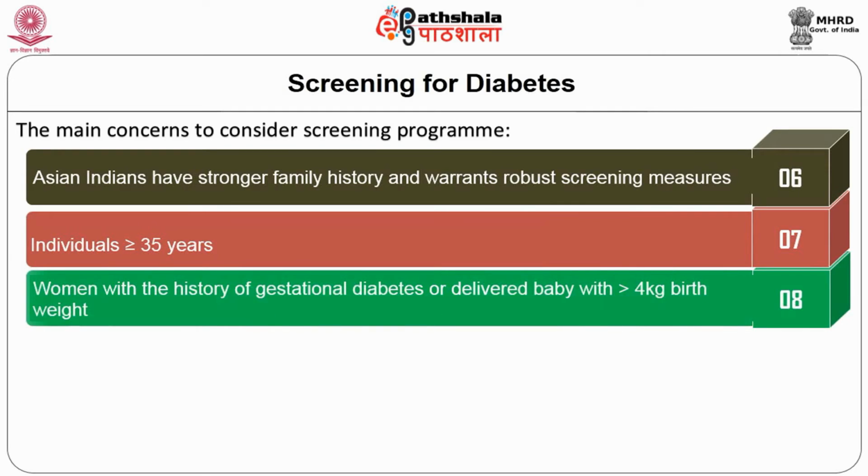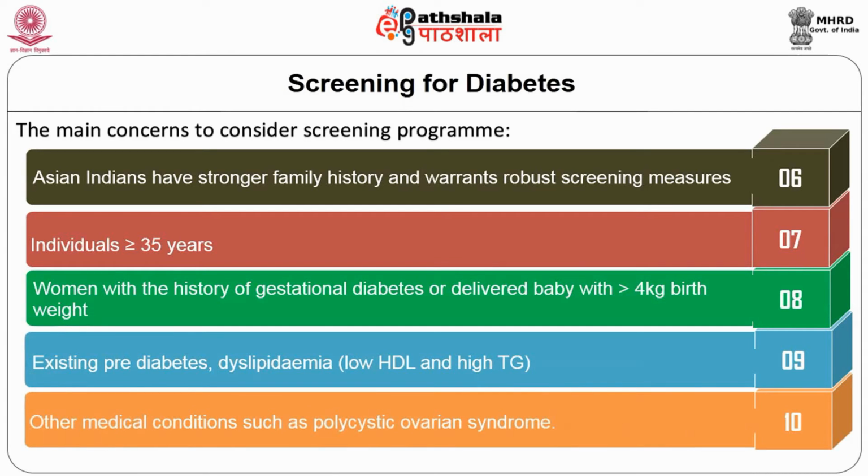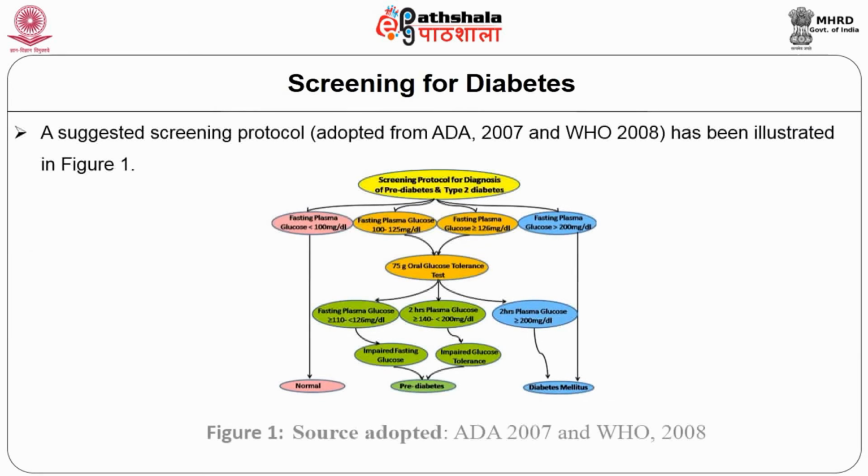Women with a history of gestational diabetes, meaning they developed diabetes during pregnancy or delivered a baby greater than 4 kg birth weight. Existing pre-diabetes and dyslipidemia are also suggestive that a person is more likely to have diabetes. Other medical conditions like polycystic ovary syndrome are also important candidates to screen for diabetes. As suggested, the screening protocol adopted has been illustrated in figure 1.